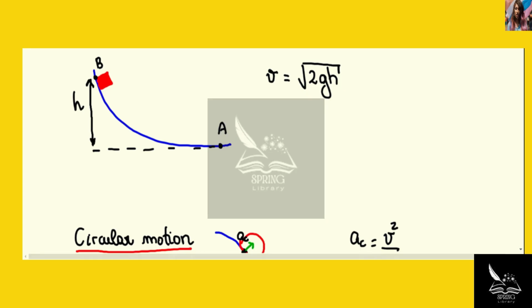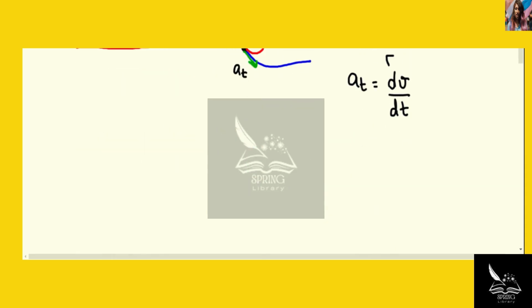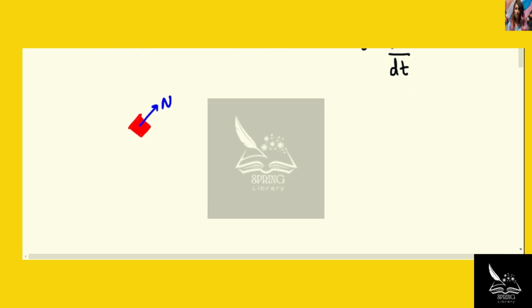In order to show this, I'm going to draw the free body diagram on the block. So here we have the block. The forces that act on the block are the normal force from the surface that acts perpendicular to the surface and the gravitational force.